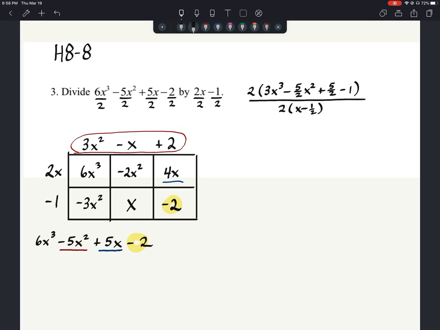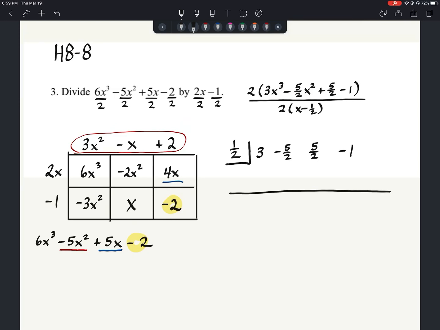It can be done that way as well. But we'll just go ahead here and do it the way we've been doing it, just to make sure everybody's comfortable. So first thing here, we're going to draw in our little right angle, put in our equal bar here. We'll throw our root value in here, positive 1/2. Our coefficients are 3, negative 5/2, positive 5/2, and -1.